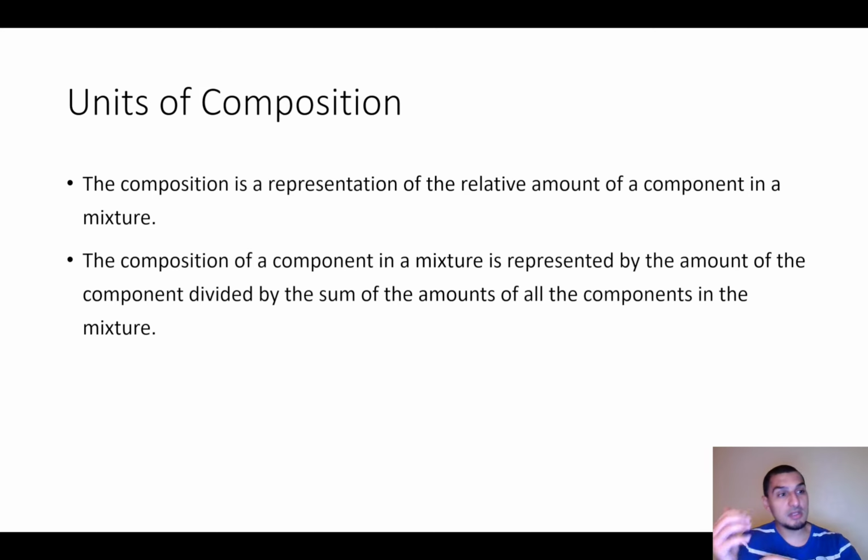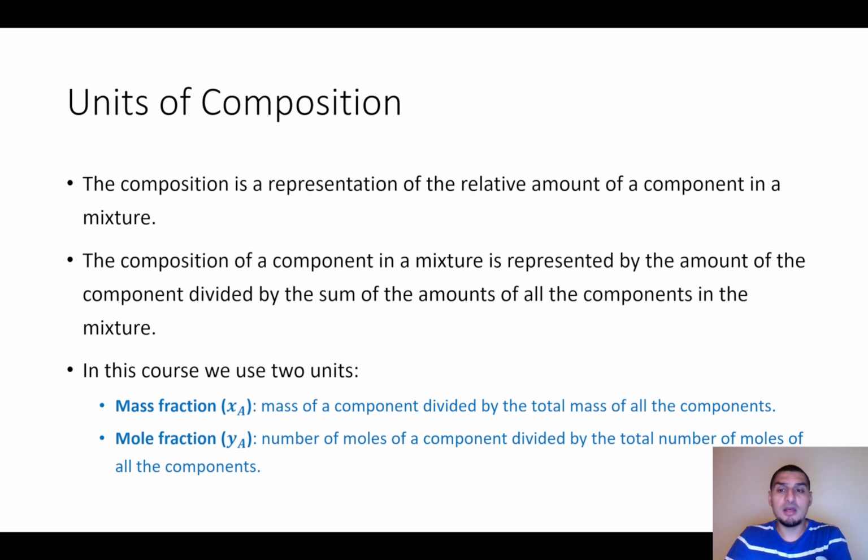But the common thing between all these alternatives that I just mentioned is that it represents the quantity or the amount of the component divided by the total of all the components in the mixture. So this is how we define a composition. In this course we will deal with two units, which are the mass fraction and mole fraction. There are other units of representing the composition.